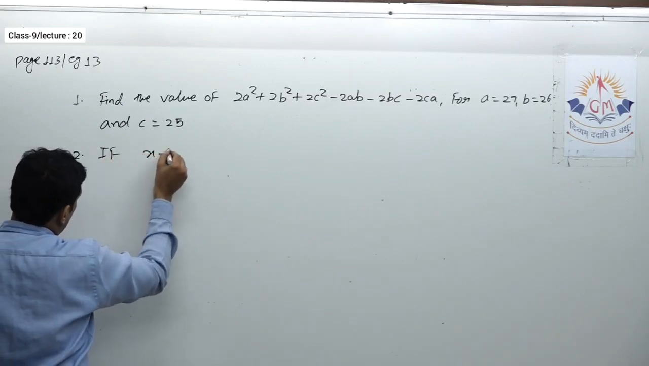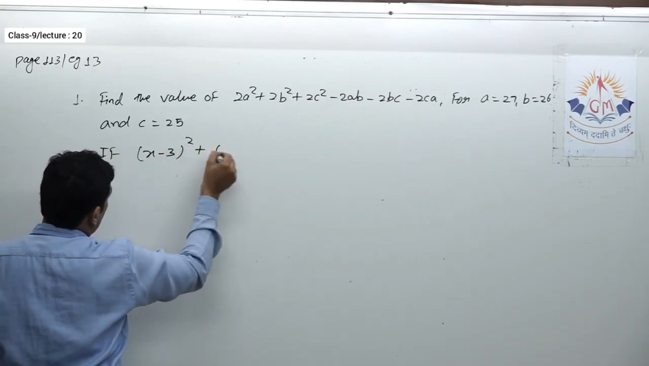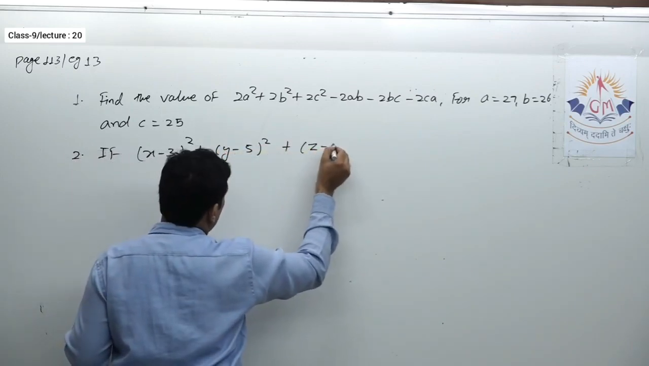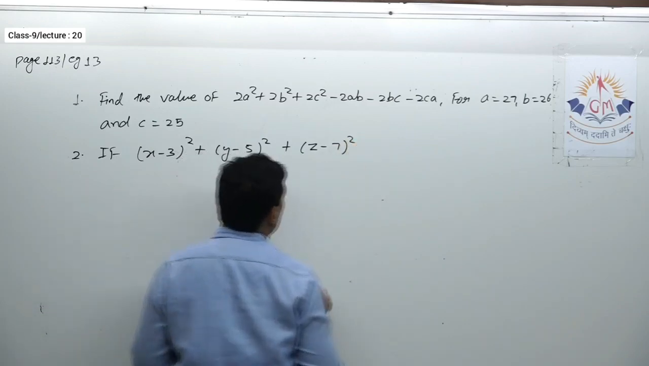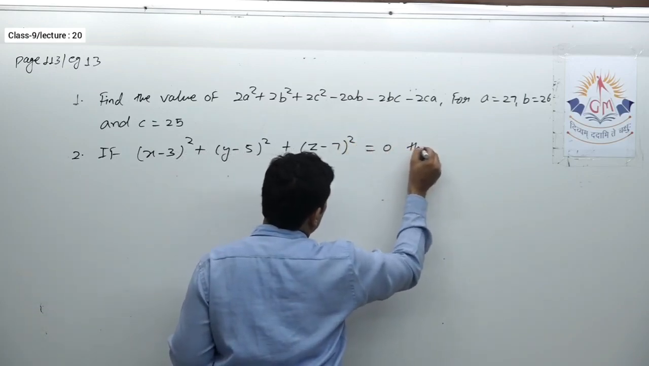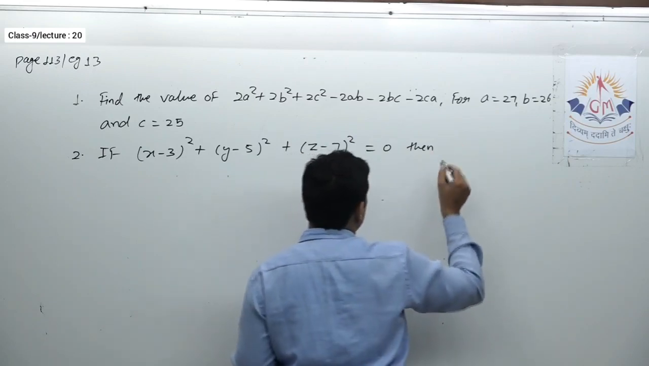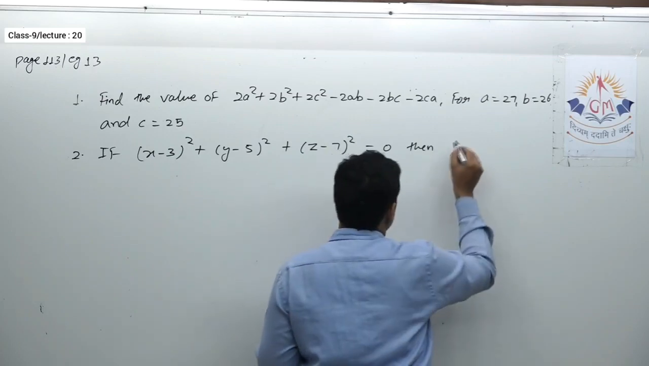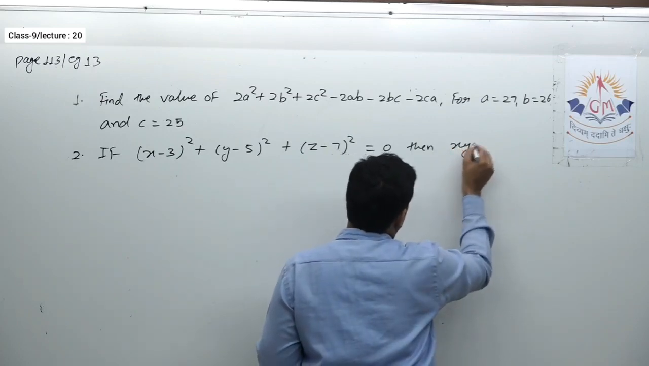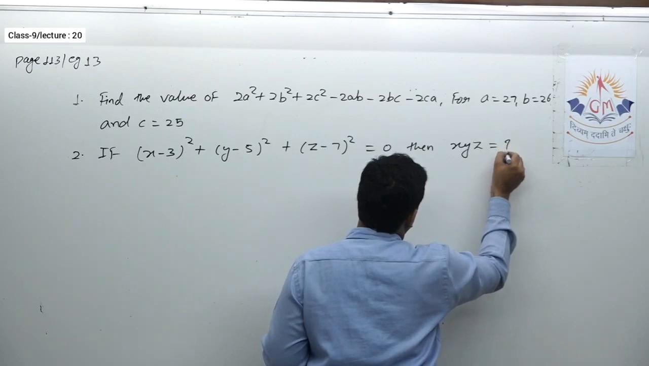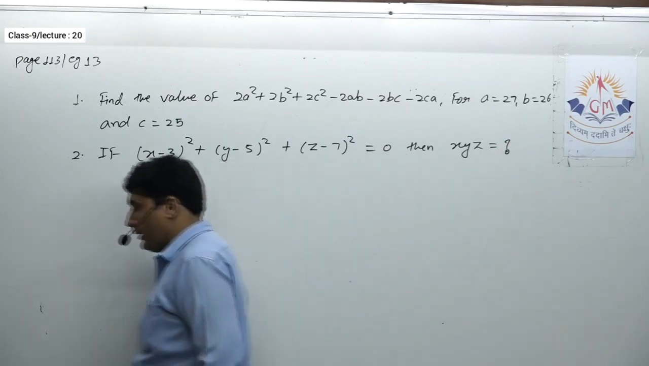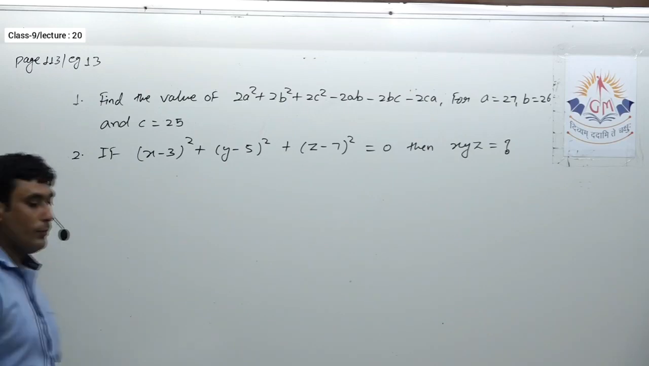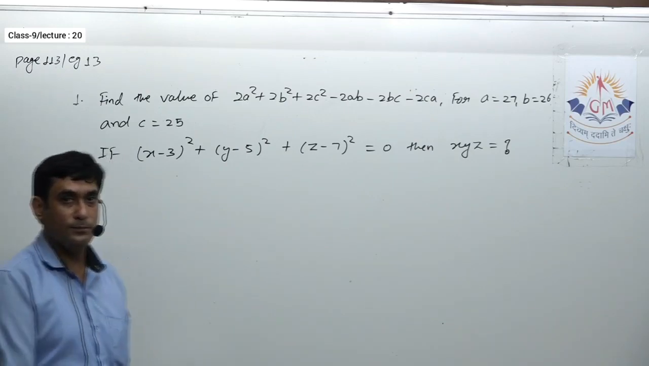if x minus 3 whole square plus y minus 5 whole square plus z minus 7 whole square is equal to 0, then find the value of x, y, z. Okay, so think over these questions, how you will solve. I'm giving you 2 minutes, then I will give you its solution.